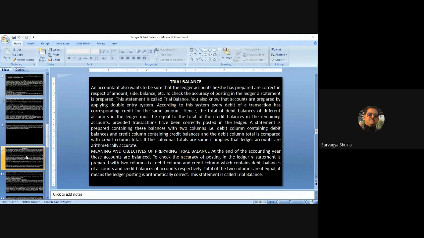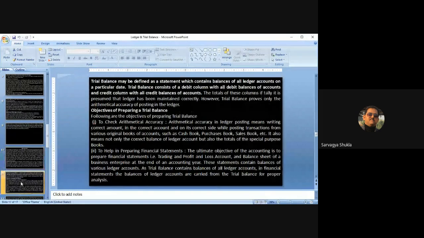Okay. Now comes the meaning and objective of preparing a trial balance. At the end of the accounting year, these accounts are balanced. To check the accuracy of posting in the ledger, a statement is prepared with two columns, that is a debit column and a credit column, which contain the debit balances and credit balances of accounts respectively. If the totals of the two columns are equal, it means that the ledger posting is arithmetically correct. This statement is called a trial balance.